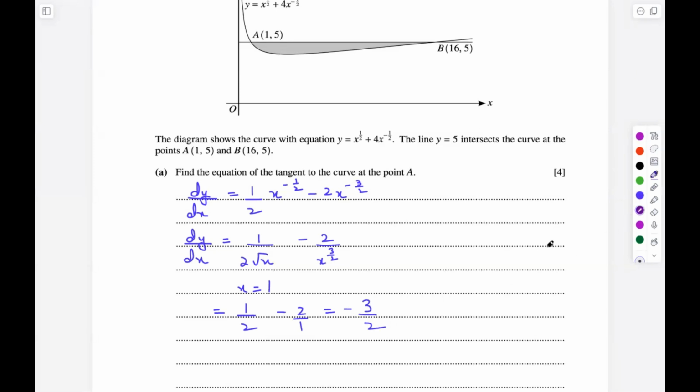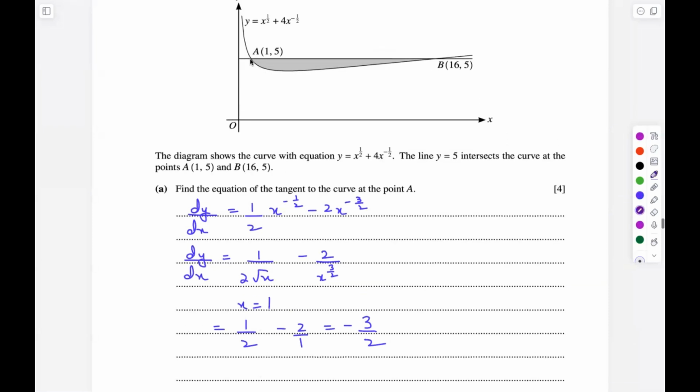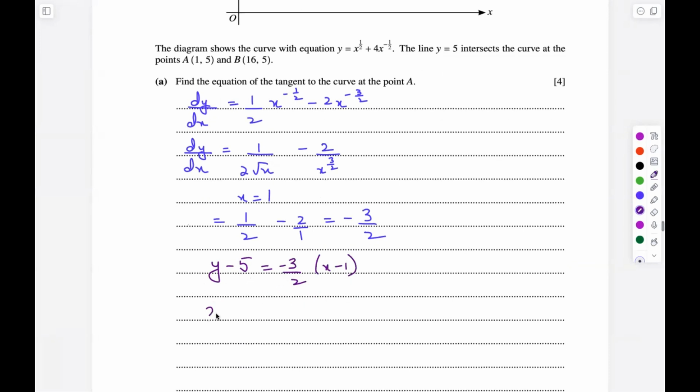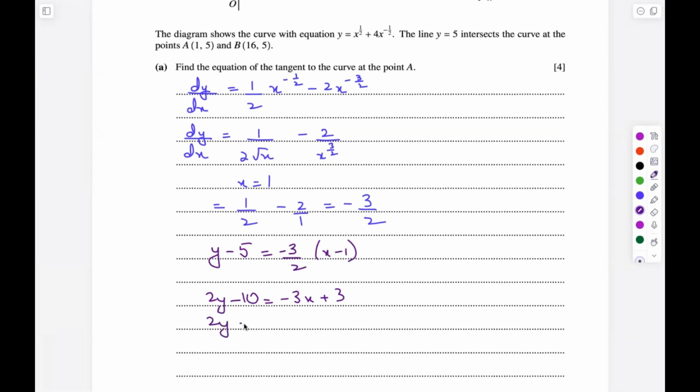Now finding the equation, we know that the point is (1, 5). So y minus y1, this will be y minus 5 equals minus 3 upon 2 into x minus 1. Cross multiplying, we'll get 2y minus 10 equals minus 3x plus 3. And we can simplify to write it as 2y equals minus 3x plus 3 plus 10, which is plus 13.